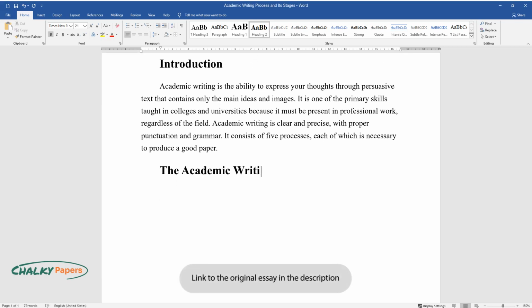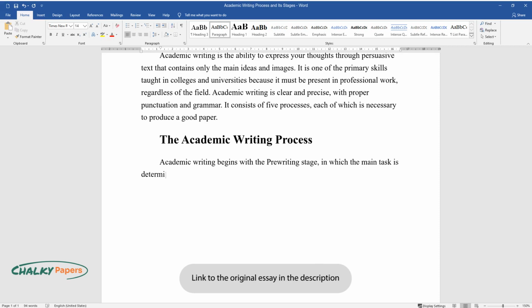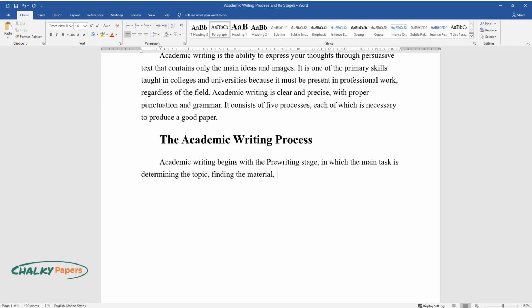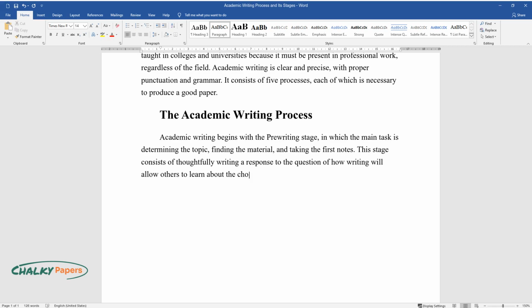The academic writing process. Academic writing begins with the pre-writing stage, in which the main task is determining the topic, finding the material, and taking the first notes. This stage consists of thoughtfully writing a response to the question of how writing will allow others to learn about the chosen topic.